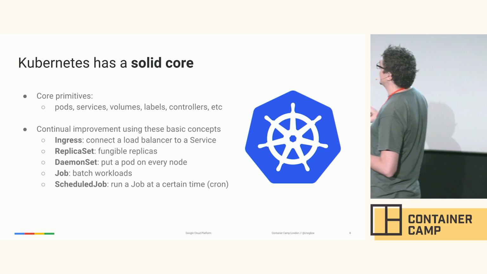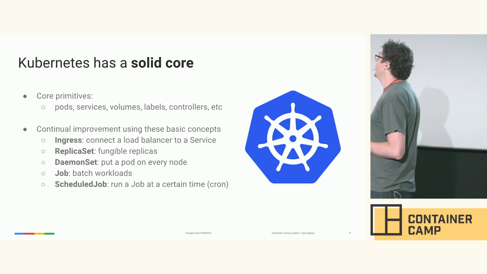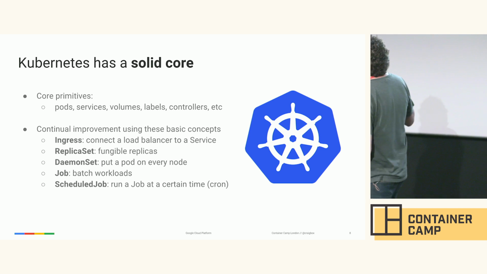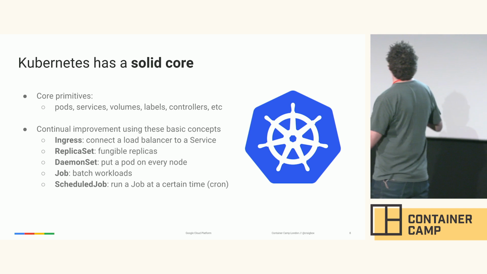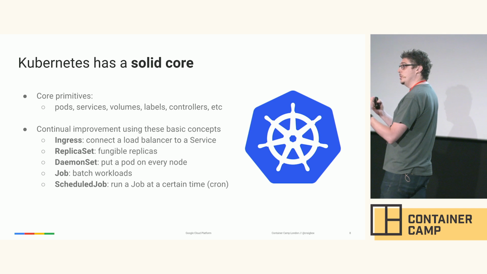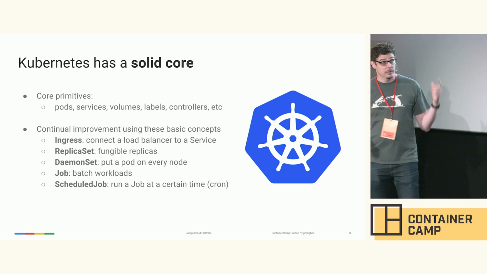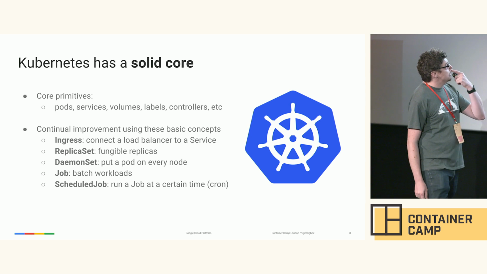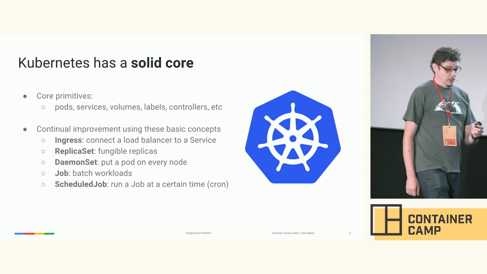So for example, Ingress was introduced about 1.1. It's a way of connecting a load balancer to a service. A ReplicaSet is a set of fungible replicas. So we have things where it doesn't really matter, there shouldn't be any difference between them, but we want a certain number, and that'll come in important soon. DaemonSets, jobs, obviously, and scheduled jobs are being released in 1.4.